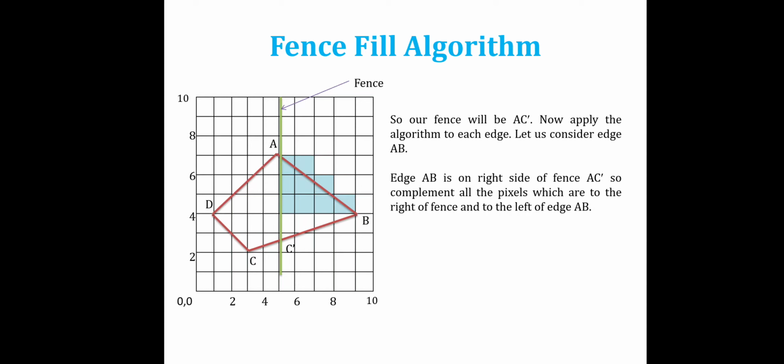Now, you can see we have to consider the edge AB. We should not go below B, and we should not go above A. We are just taking, or complementing, the pixels which are between this fence and this line AB. So, which pixels are between this fence and line AB? We cannot select these pixels. Why are we not selecting them? Because these pixels are below the point B, and we cannot consider pixels below the point B. So, only these pixels we are considering.